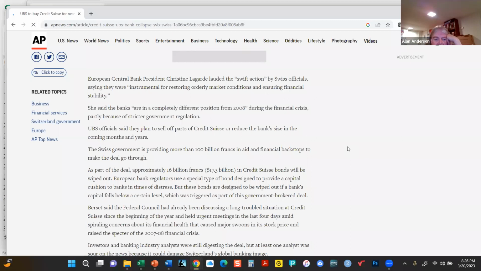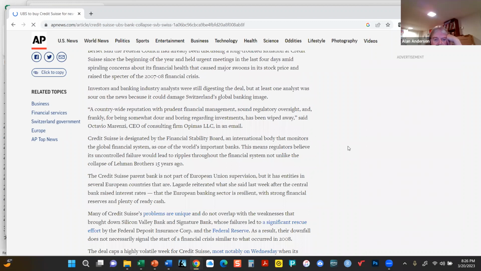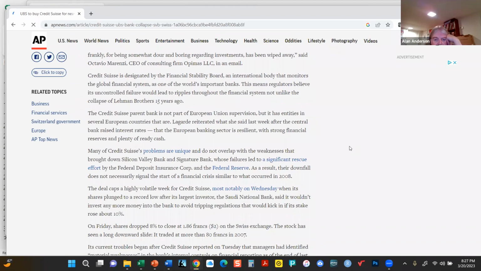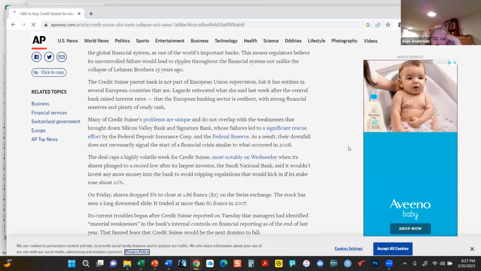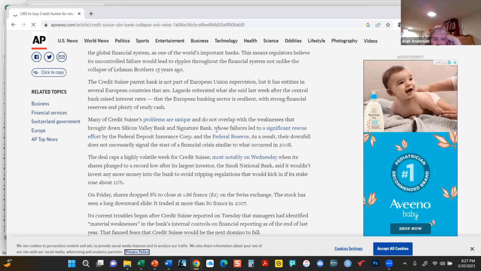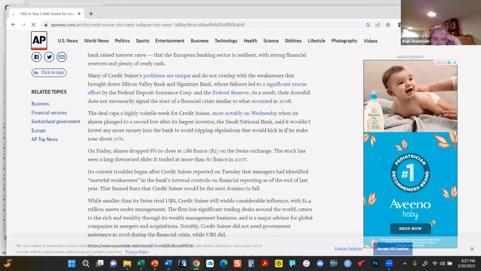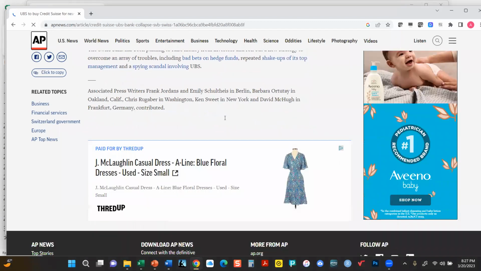It says here they do not overlap with the weaknesses that brought down Silicon Valley and Signature, whose failures led to significant rescue by the FDIC. Unfortunately, it's not giving us any lead.